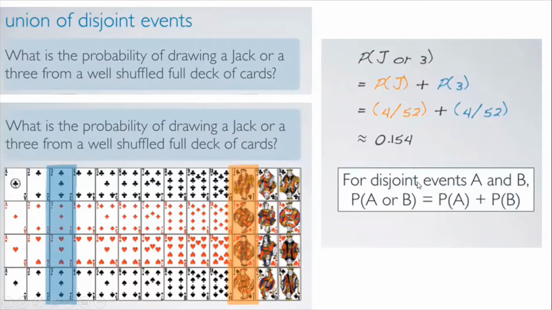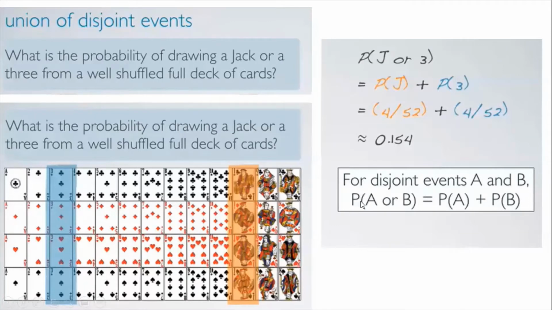For disjoint events, when we turn this into a mathematical formula, we get the probability of getting A or B equals the probability of A plus the probability of B. This is called the additive rule of probability.